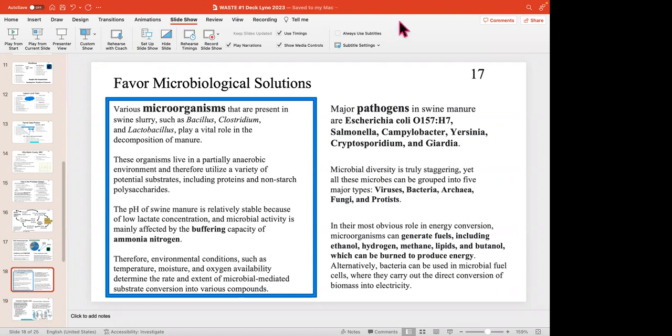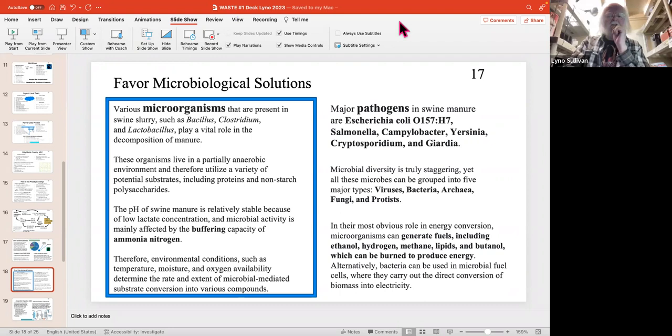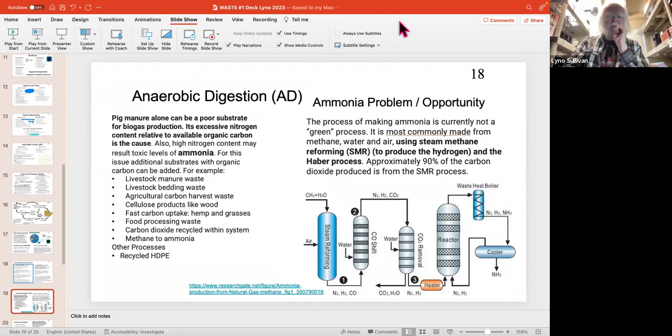Thank you for doing that. So microbiological solutions and other just familiar stuff and some unfamiliar. Some I could explain, some of that I couldn't. So here now is my question about anaerobic digestion. It has a little side note about where methane comes from, definitely worth processing. And this is talking about pig manure being a poor substrate for biogas because of excessive nitrogen.